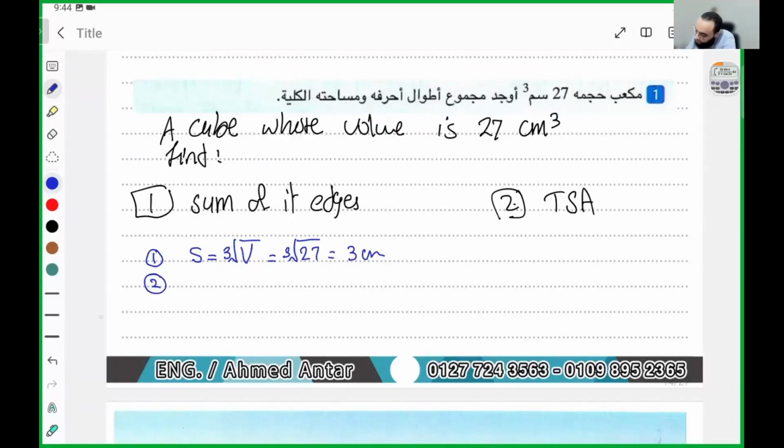Number 2, the sum of edges. How many edges are there? Actually, the cube has 12 edges. Each one is 3, then it's 12 times 3, which is 36 centimeters. This is the sum. This is the answer.